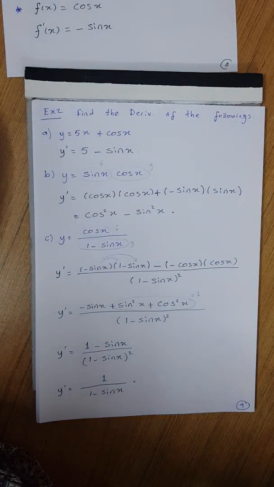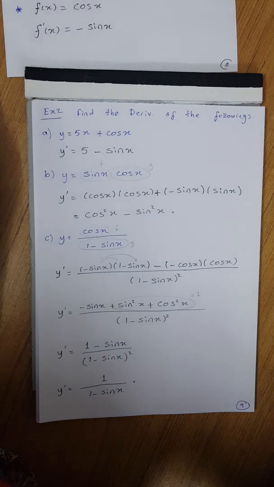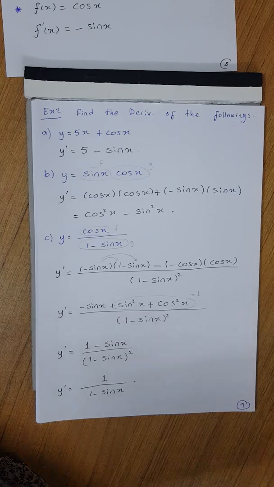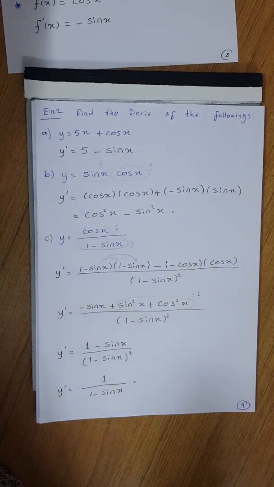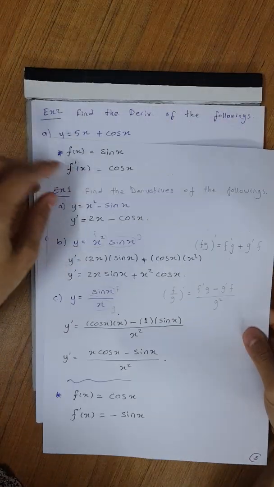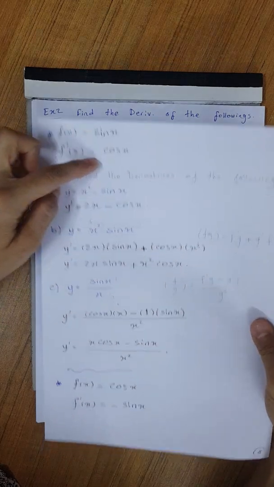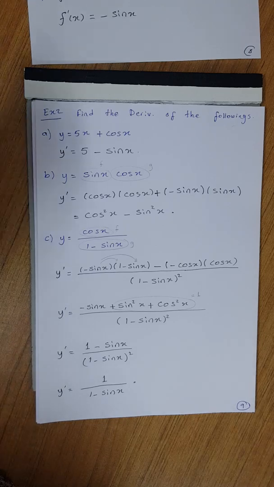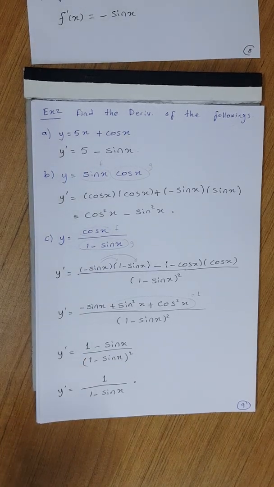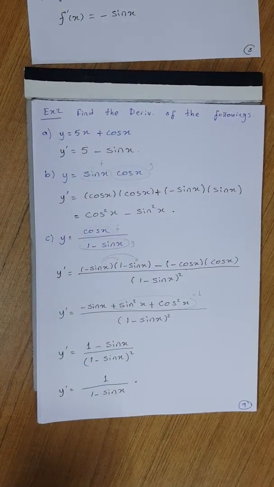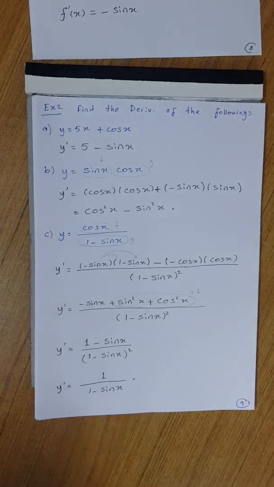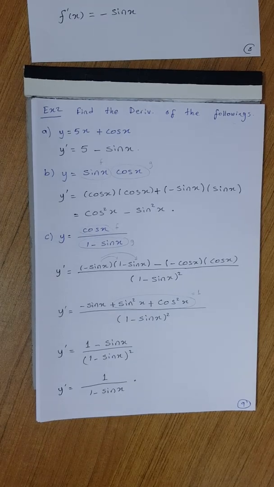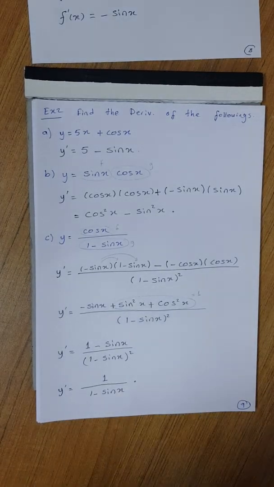That was the derivative of cosine function. So what have we studied so far? We have studied the derivative of sine function, that's equal to cosine. The derivative of sine function is equal to cosine, and we've studied the derivative of cosine function, that's equal to minus sine of x. Now we are coming to the other trigonometric functions. We will study the other trigonometric functions and find their derivatives.